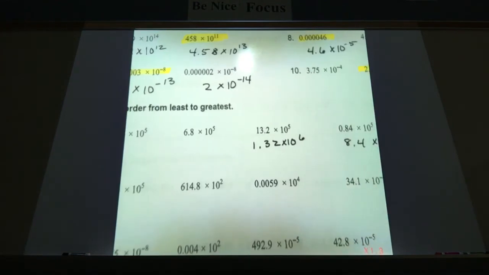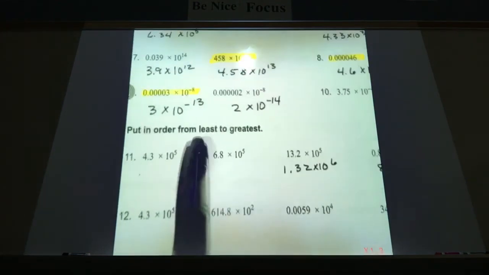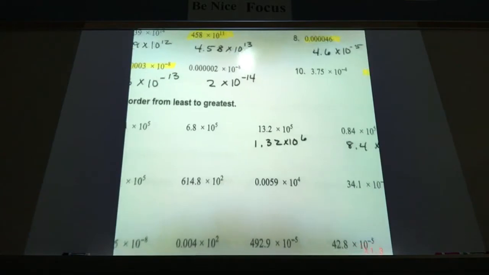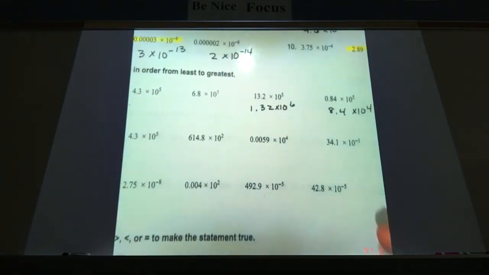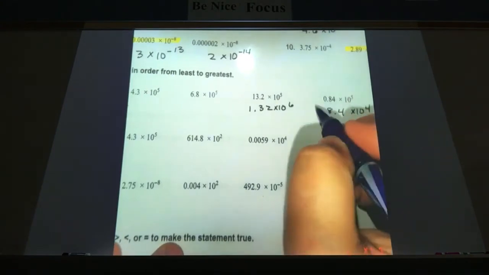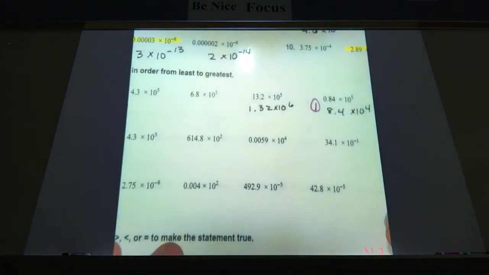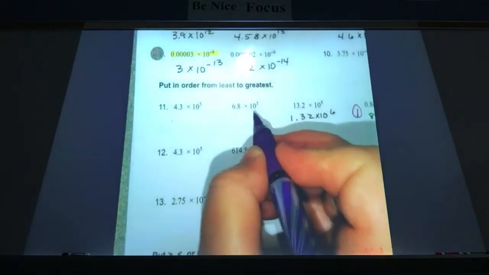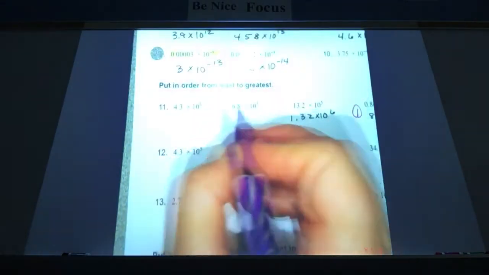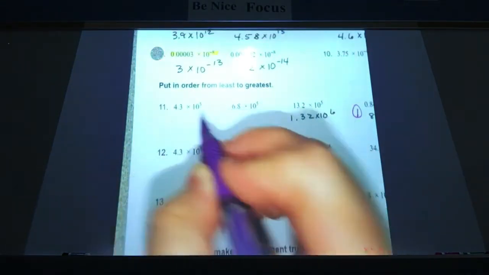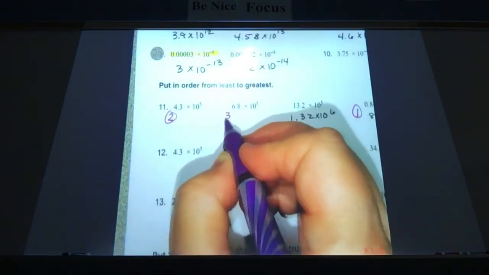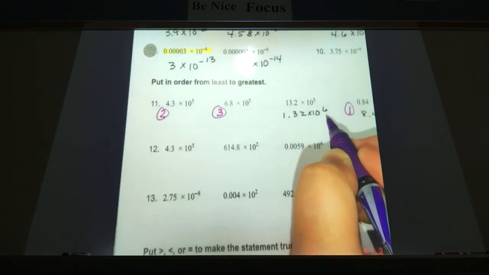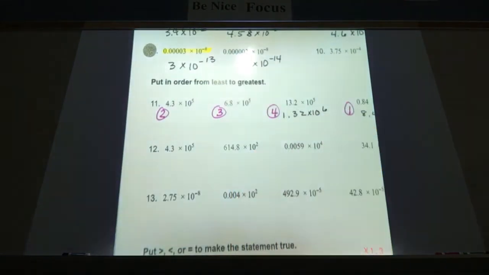Now that they're set, we're going from least to greatest, so our smallest one is going to have the lowest exponent. That's the 4, our lowest exponent, so this is going to be the lowest one. Then we have 5s, well there's 2 of them, so we have to look at the coefficient. This is the lower coefficient, so he's going to be second, he's going to be third, and our highest exponent is going to be our highest number.